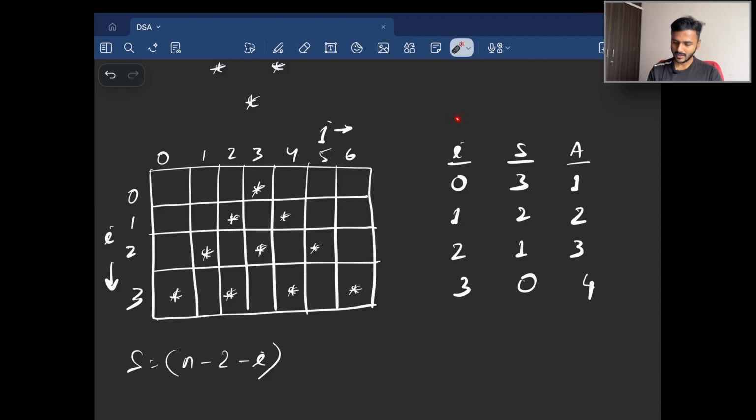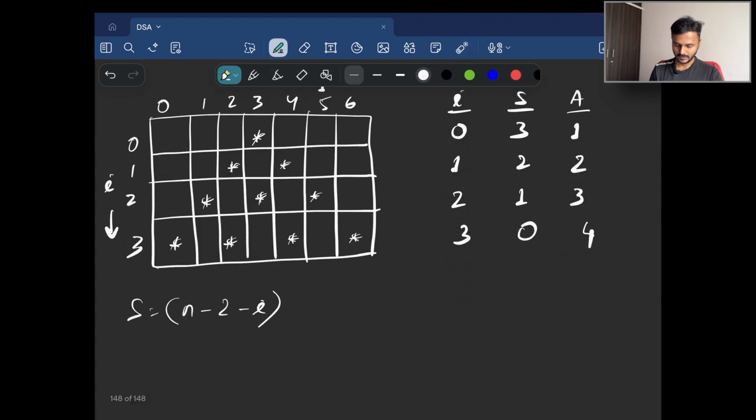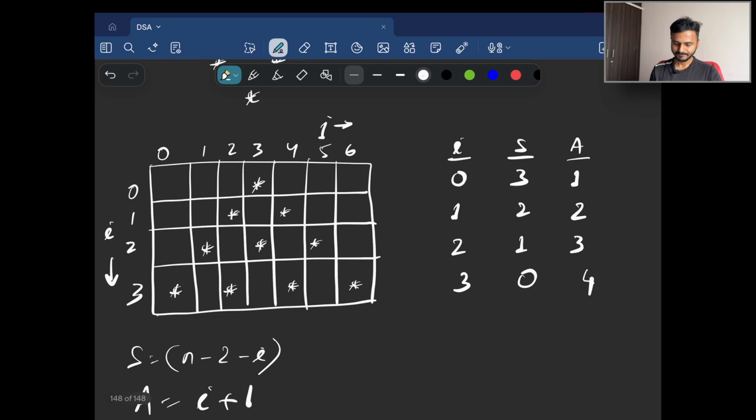Now on to the next part, which is finding a relation between the row number and the number of asterisks that we are printing in that row. It is pretty simple. As you can see, for I0, we have A1. For I1, we have A2, I2, A3, and I3, A4. So the relation would be just I plus 1, right?